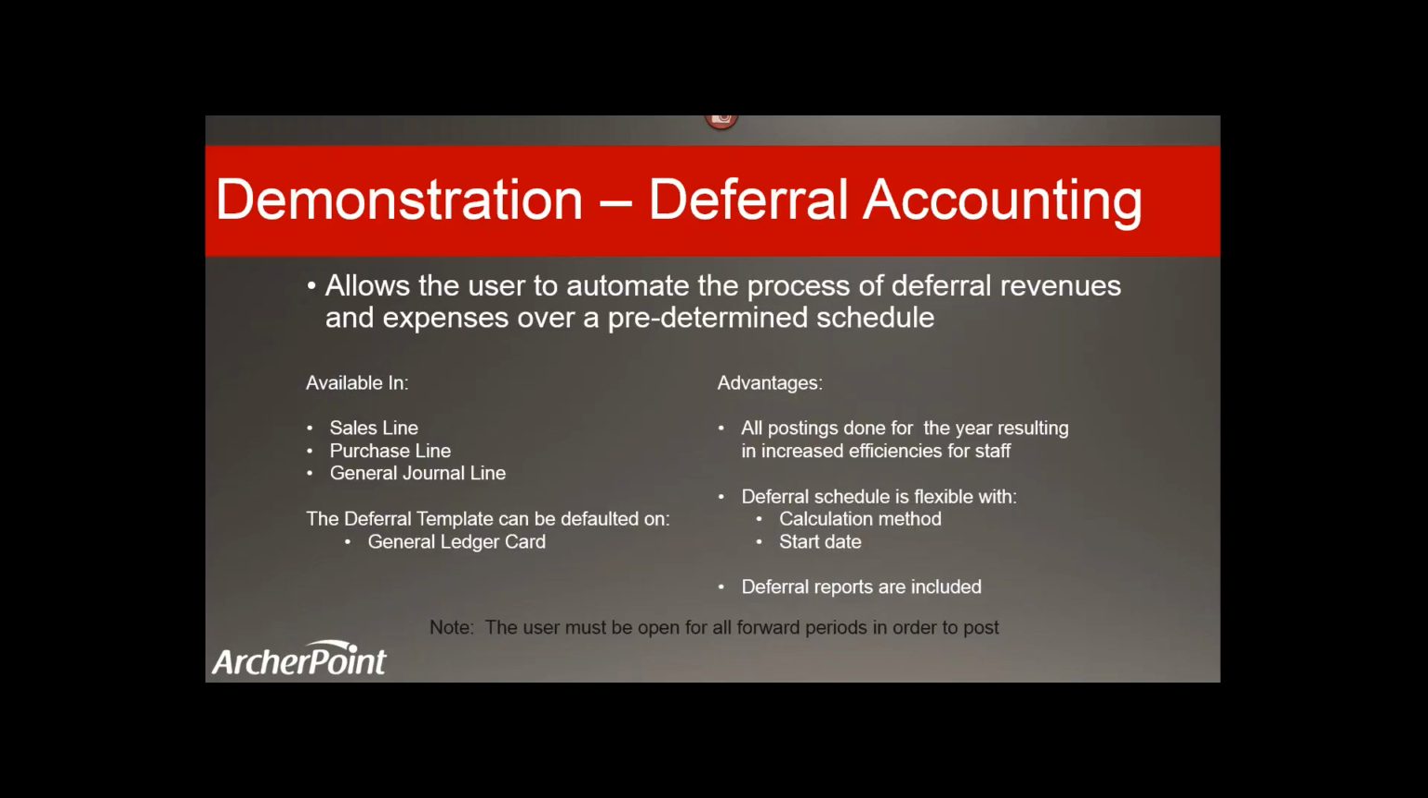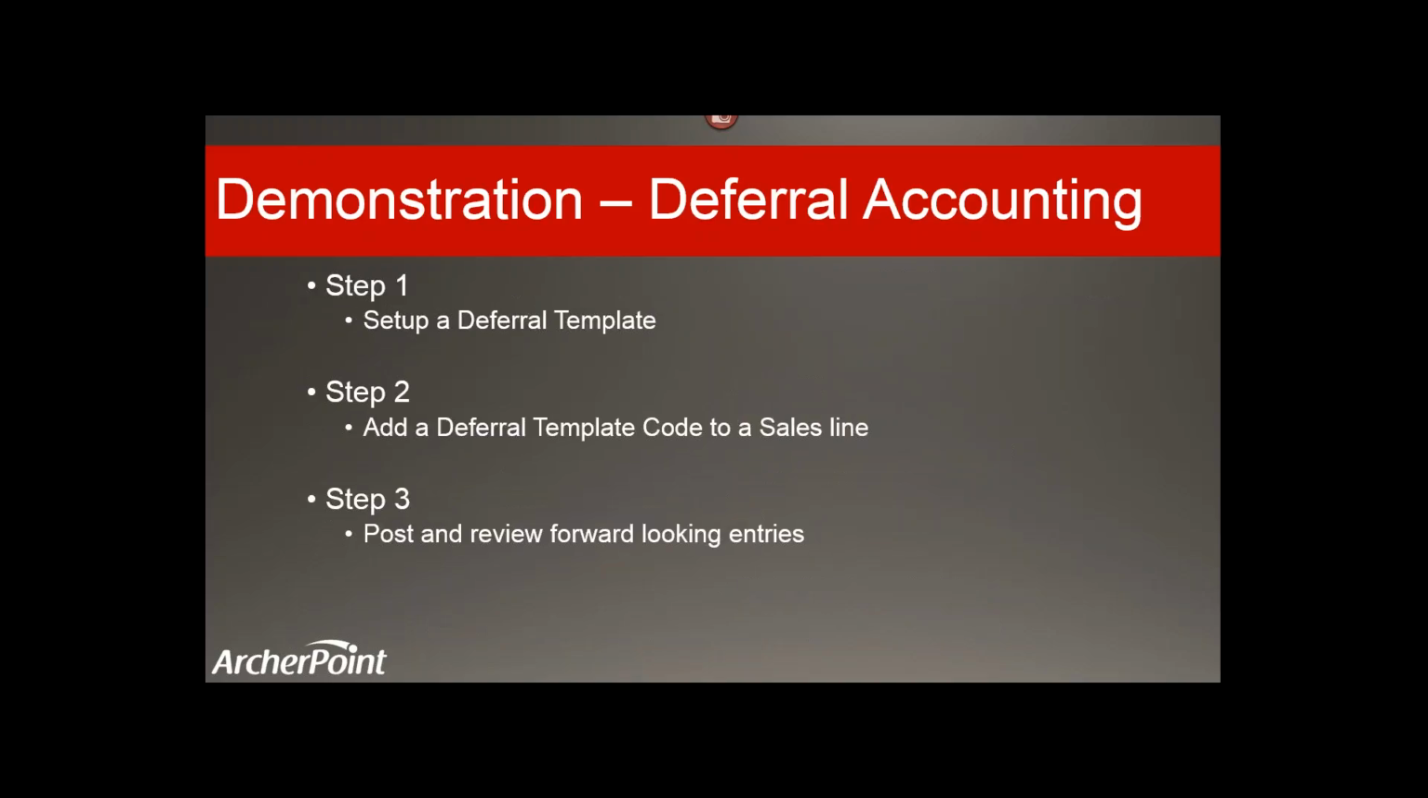So if you were going to post in January and you were making your postings for the year, they would have to be open for the full year. In order to demo this, I'm going to do a three-step process. So I'm going to set a deferral template. We're going to add the deferral template code to a sales line, and then we're going to post and review forward-looking entries.